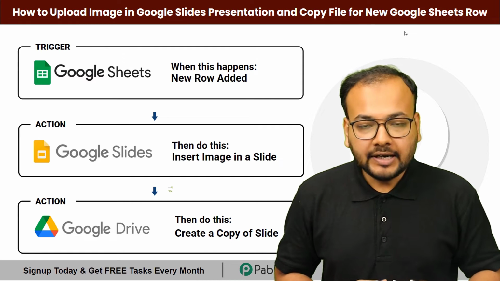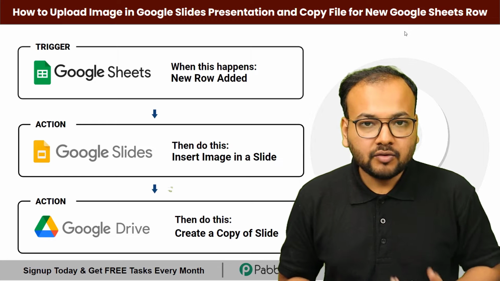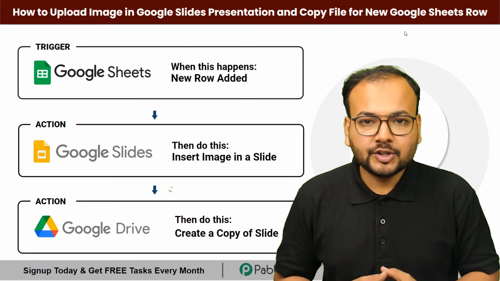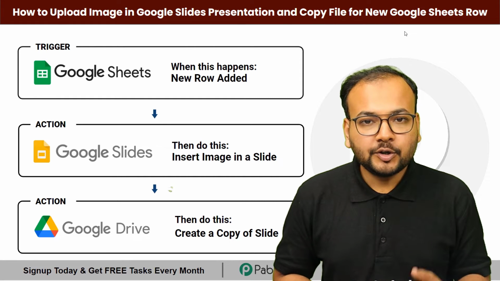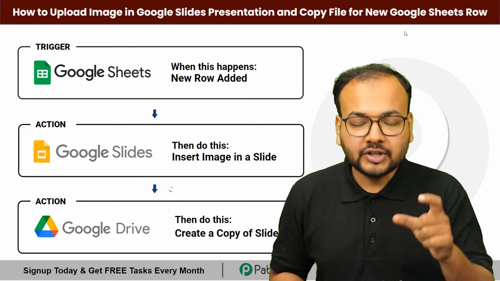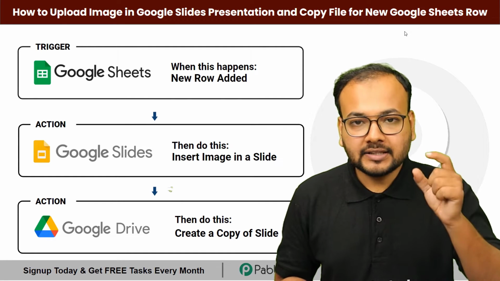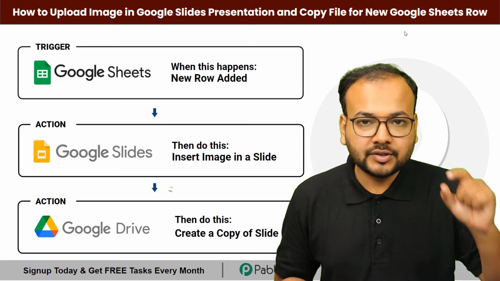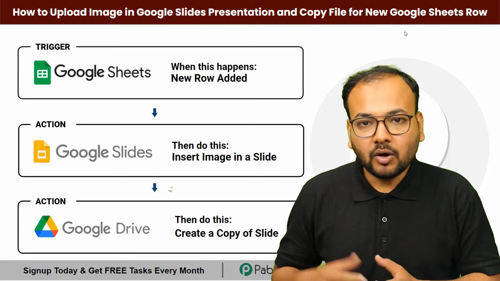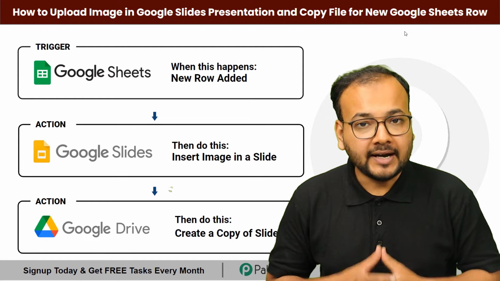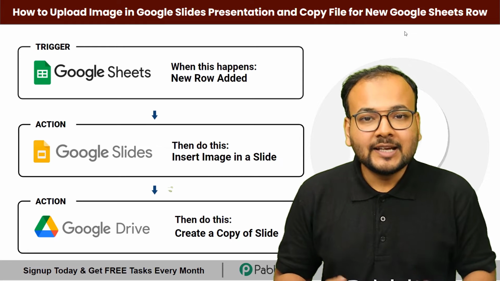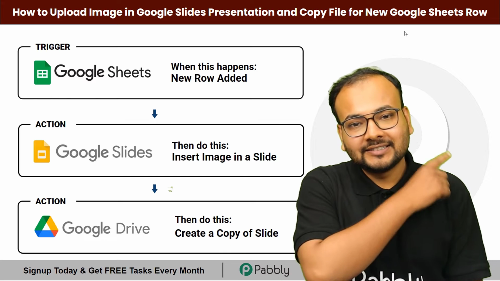So if you are creating presentations in bulk, for example, you want to create ID cards or invitations or certificates, this automation is going to help you a lot. Here we are going to integrate Google Sheets with Google Slides and Google Drive in such a way that you just have to add the details and the link of an image in a Google Sheets row, and a new presentation will be created with an image and it will be copied in a Drive folder automatically. And we can set up this whole workflow without any coding, super simply. So without any further ado, let's start.